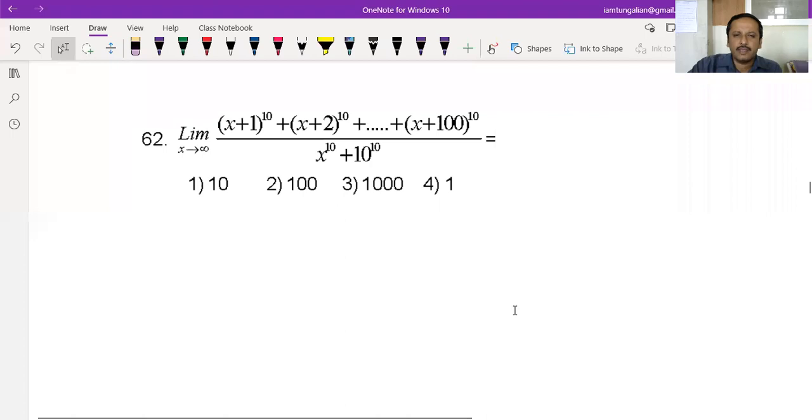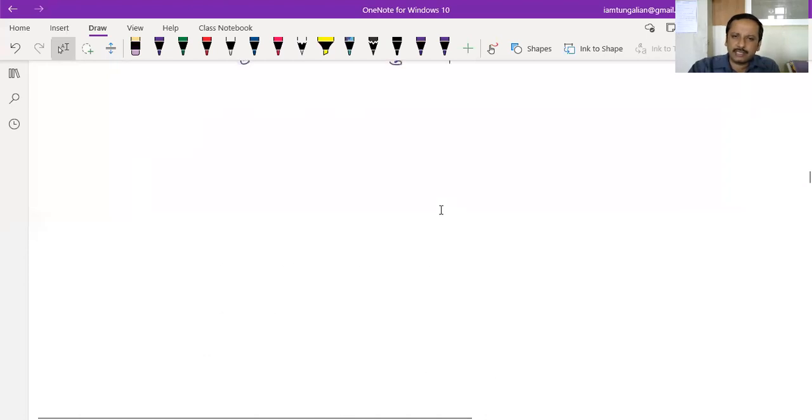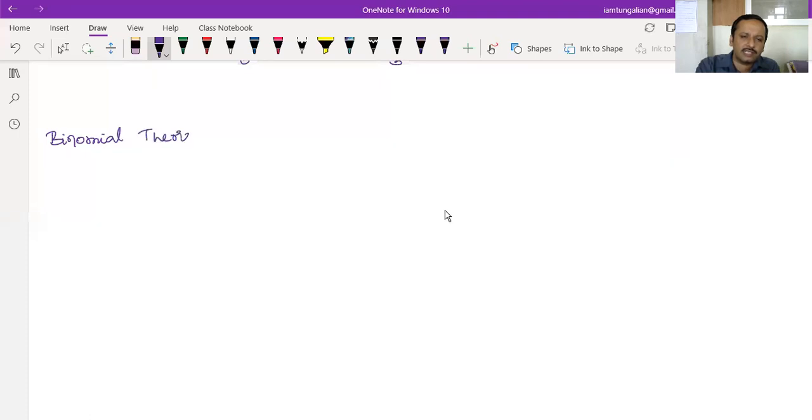Next question. Limit x tends to infinity, (x plus 1) to the power 10 plus (x plus 2) to the power 10, etc. till (x plus 100) to the power 10, divided by x power 10 plus 10 power 10, is equal to? Okay. So x plus 1 whole power 10. In general, I'll explain binomial theorem, which was there in first PUC, but it was in the reduced syllabus last year.